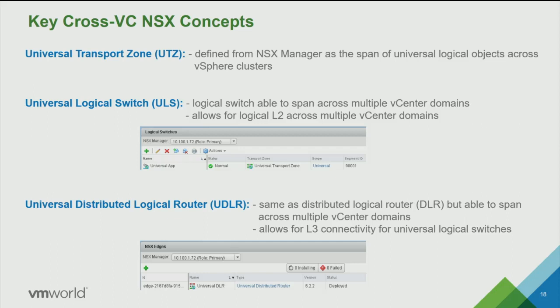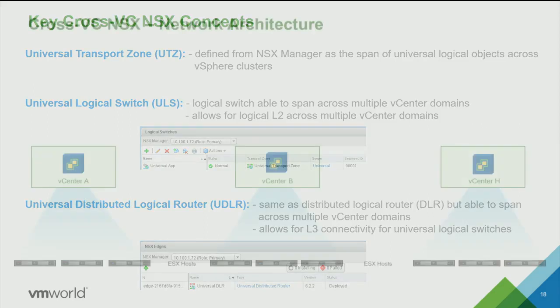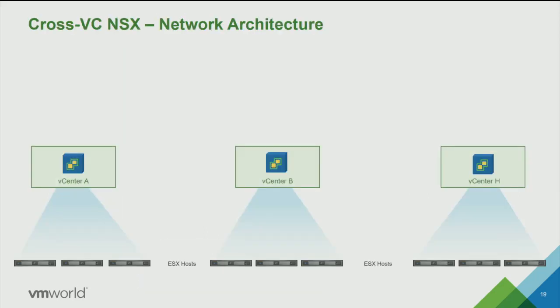Okay? Now, I guess I didn't realize I included this, but I do show a GUI here where you can see a universal distributed router deployed, and it's deployed on the primary NSX manager. Okay? So now that we understand the basic concepts, the use cases, and the advantages, let's talk about how some of this architecture works. We understand some of this terminology now, right? So this should be a little bit more straightforward.